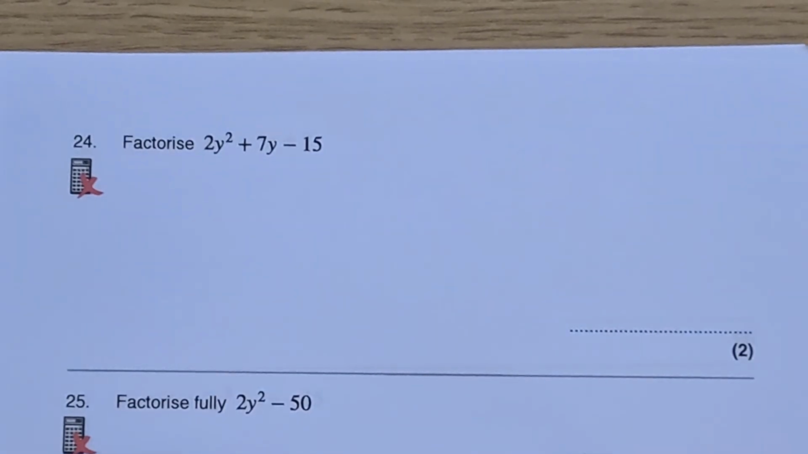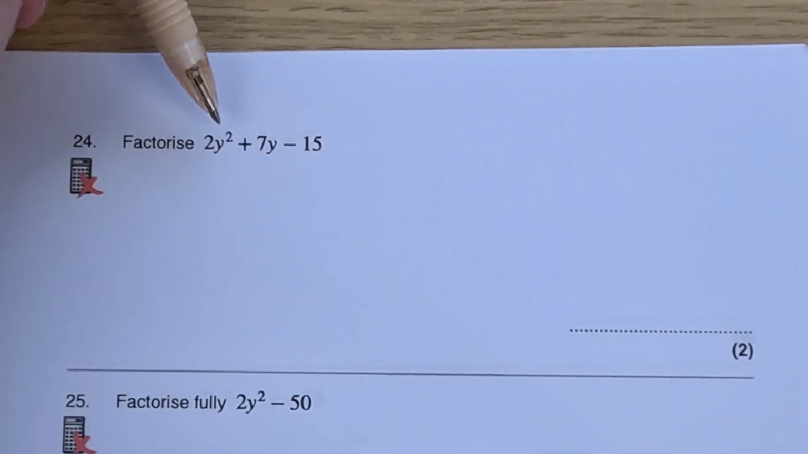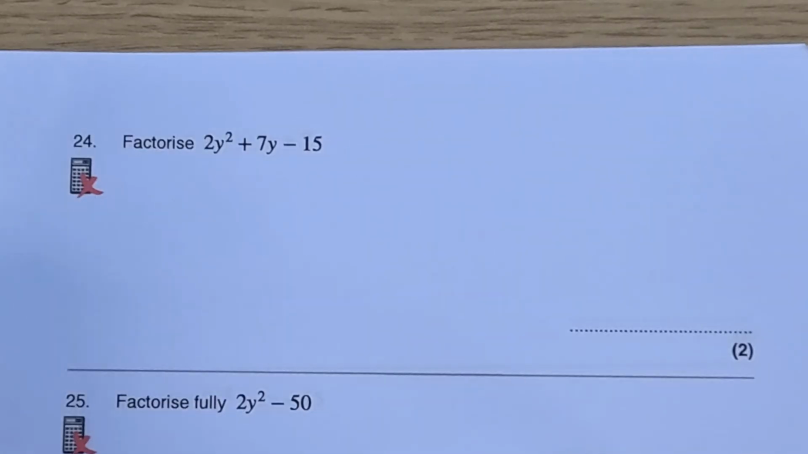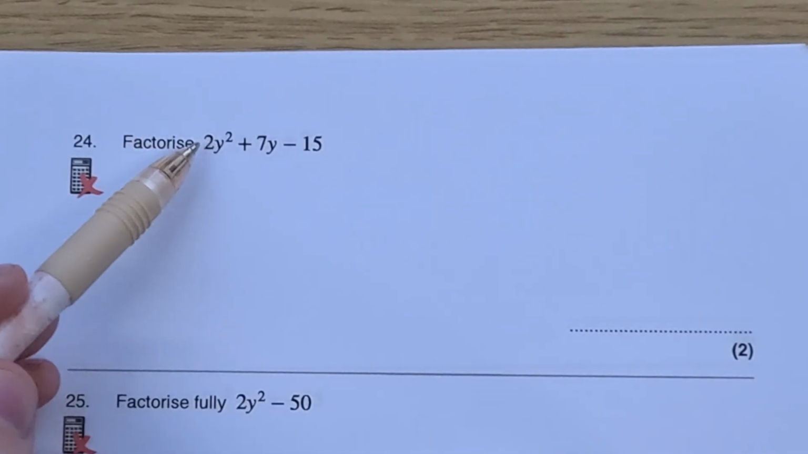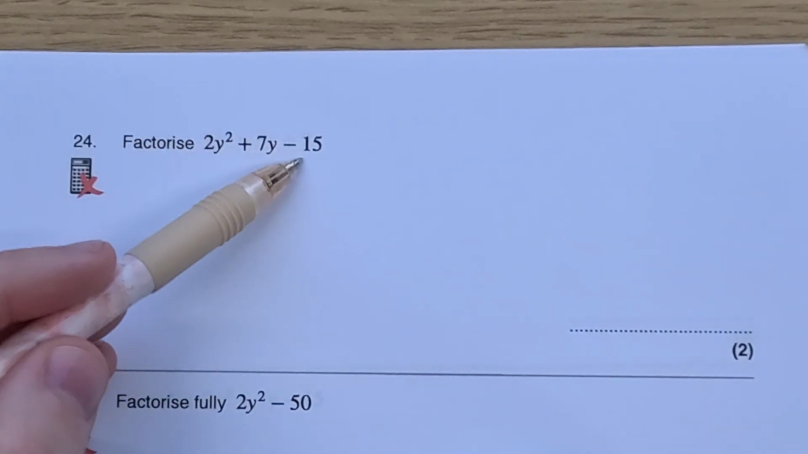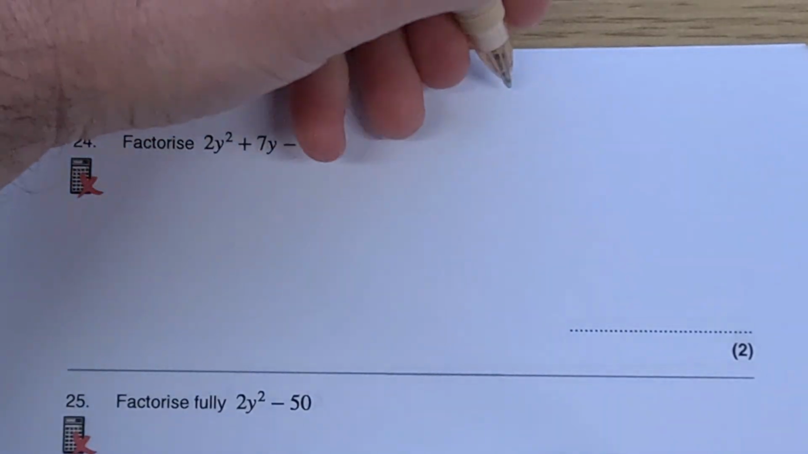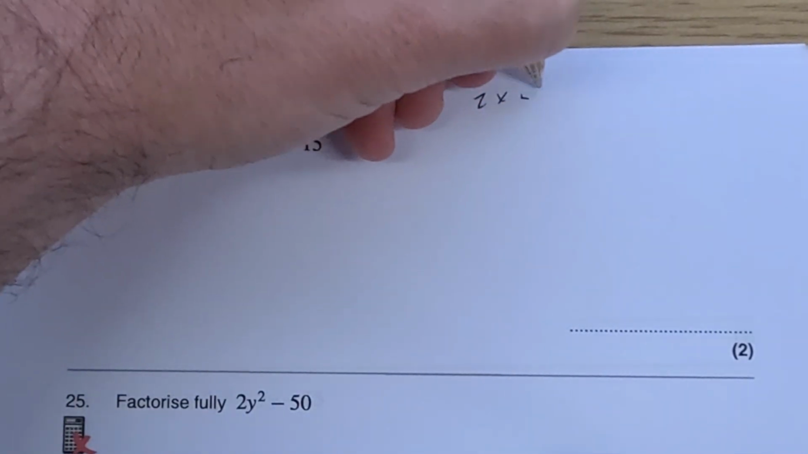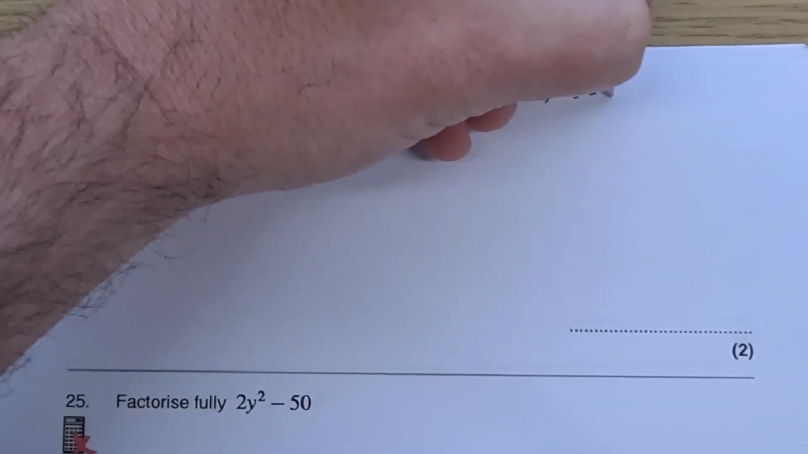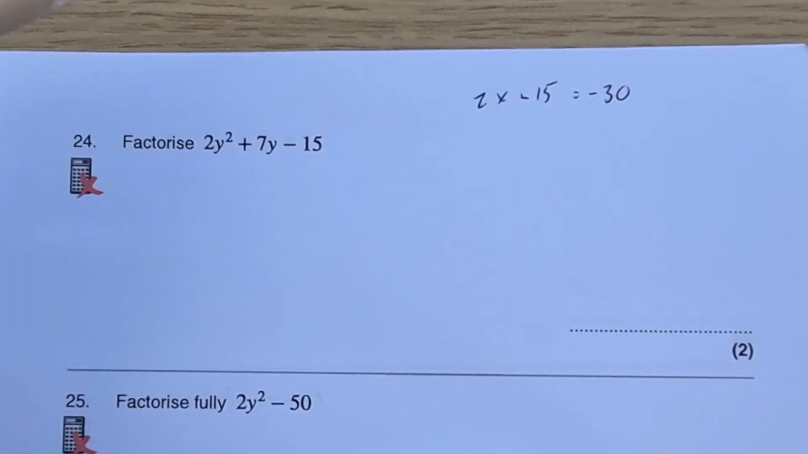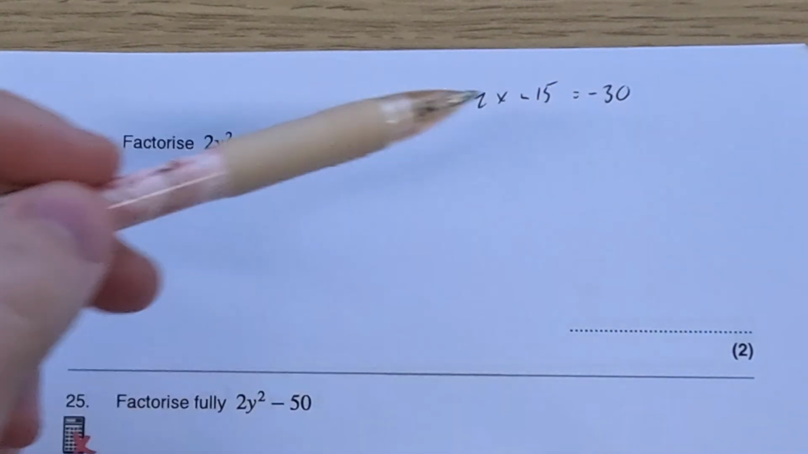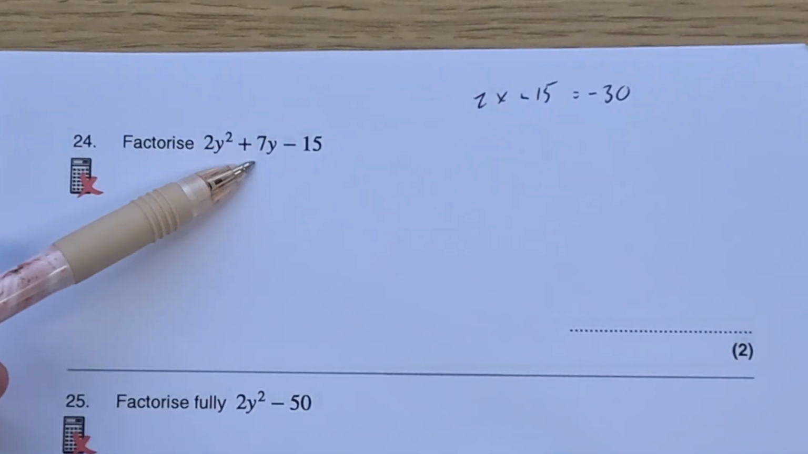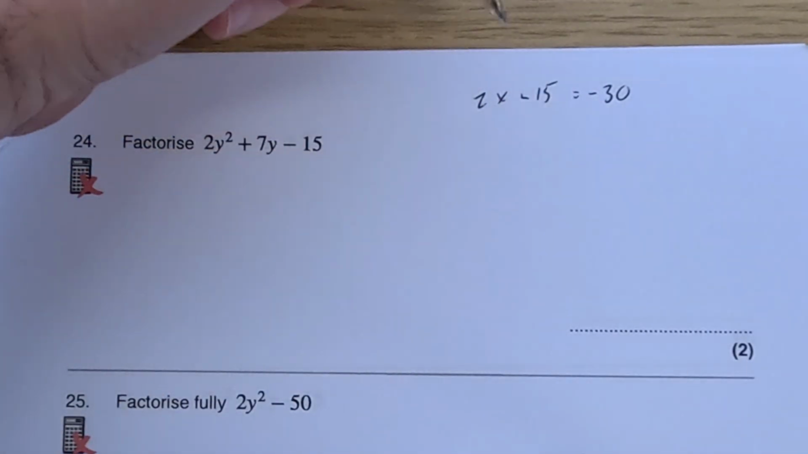Okay, so if we had this quadratic and we wanted to factorise it using the split in the middle technique, the first step is to multiply the coefficient of the y squared, that 2, by the minus 15. And 2 times minus 15 is equal to minus 30. So we want to now think of the numbers that times together to be minus 30, and they will add together to be 7. So let's write down the numbers that times together to be minus 30 here.